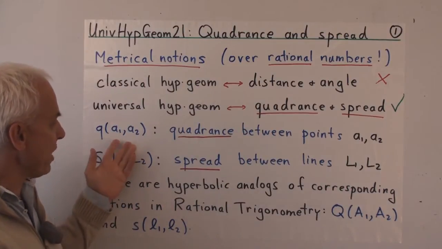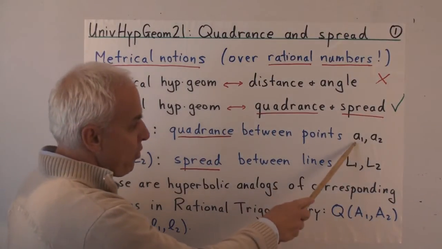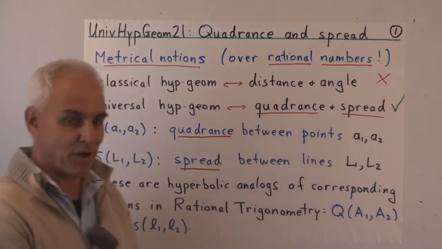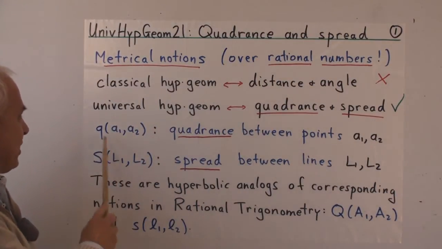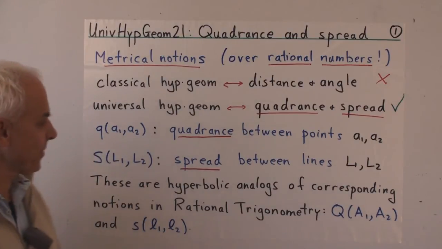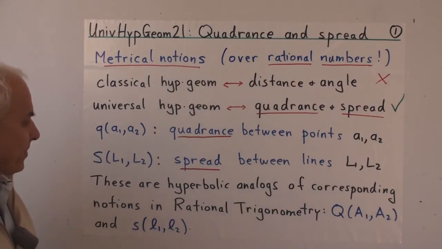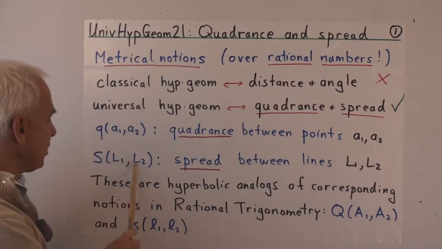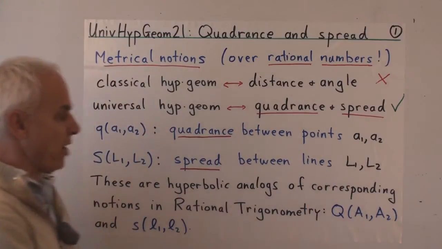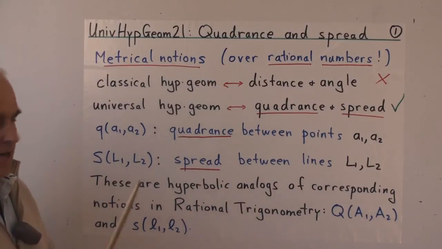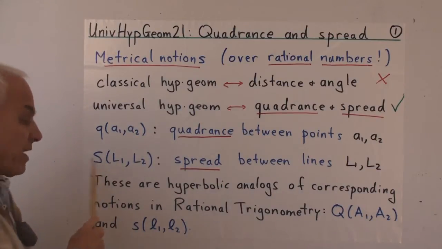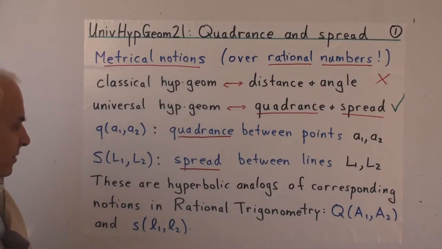So quadrance is a measurement between 2 points, and points for us will typically be small letters, A1, A2, and the quadrance between 2 points is denoted small q. Lines are denoted by capital letters like L1 and L2, and we're going to introduce the spread between 2 lines, which is also a number, and it's denoted with a capital S.